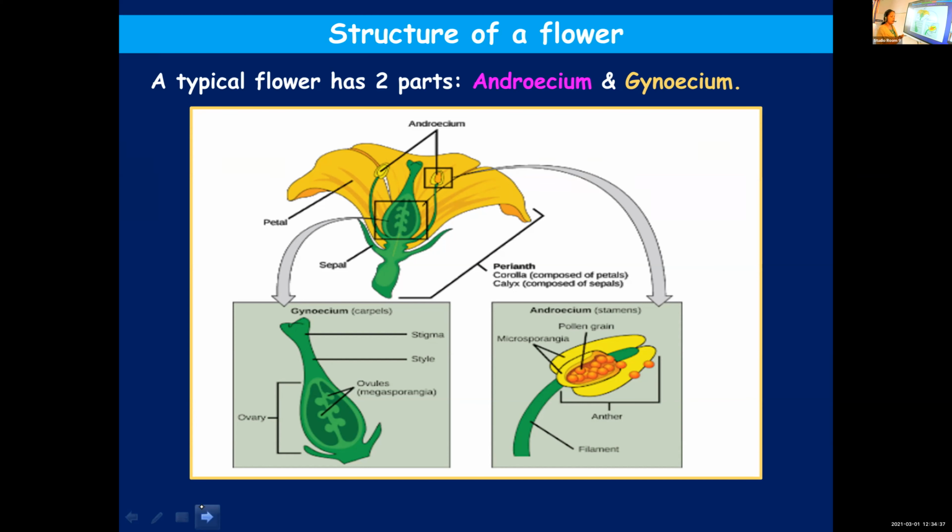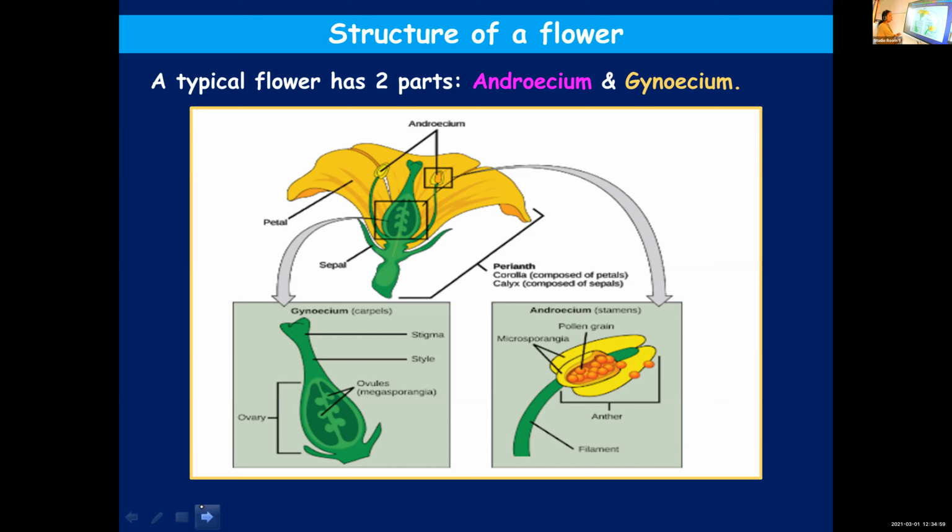It's easy to remember, you know, gynecology. Gynecology is a branch of science which deals with feminine diseases found in females. Gynecology, gynecologist, so related to female. So gynoecium is the female part of the flower and androecium is the male part of the flower.